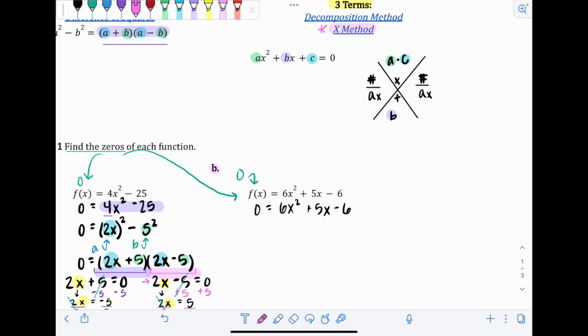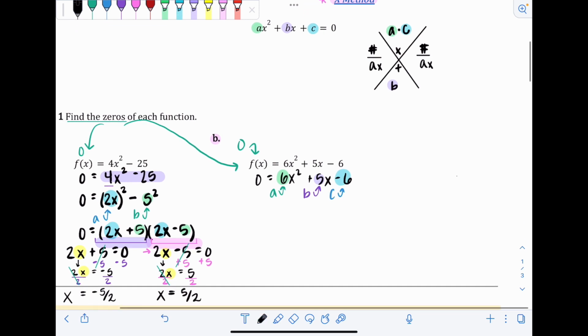So A is the number in front of x squared, so A is going to be 6 for this problem. B is the number in front of x, so B is going to be 5. And then C is the constant, so that's going to be the number with no x, that'd be negative 6. And then I'm going to draw my big X, and I'm going to use how all these numbers are set up to set up my X for this actual problem.